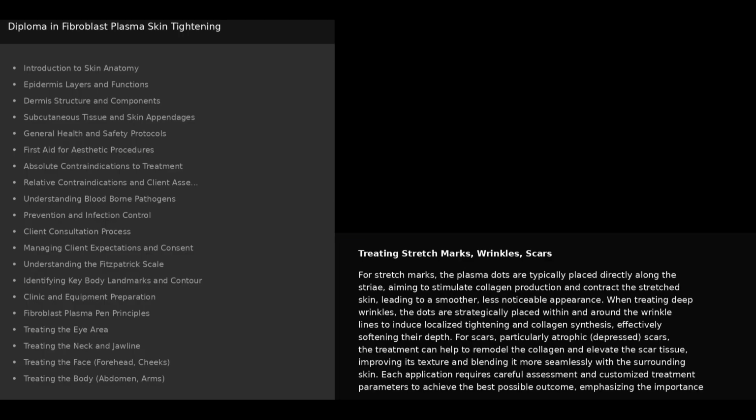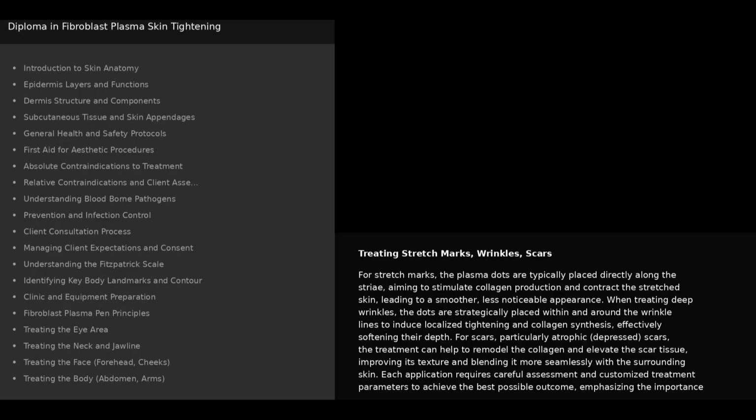For stretch marks, the plasma dots are typically placed directly along the striae, aiming to stimulate collagen production and contract the stretched skin, leading to a smoother, less noticeable appearance. When treating deep wrinkles, the dots are strategically placed within and around the wrinkle lines to induce localized tightening and collagen synthesis, effectively softening their depth. For scars, particularly atrophic depressed scars, the treatment can help to remodel the collagen and elevate the scar tissue, improving its texture and blending it more seamlessly with the surrounding skin.